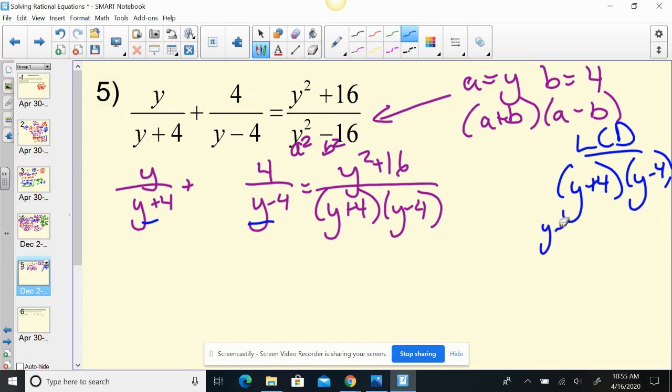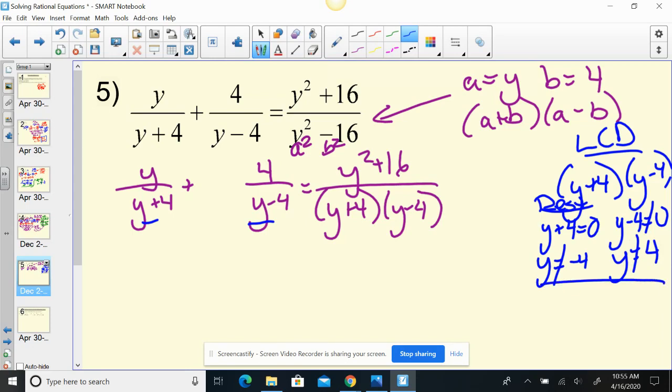I need to make sure that my denominator never equals 0, so my restrictions here: y plus 4 can't equal 0, so y cannot equal negative 4. Y minus 4 cannot equal 0, so y cannot equal positive 4. So I want to watch out for those. All right, and then I'm going to take each piece and multiply it by my LCD. Y plus 4, y minus 4. Squeeze it in.